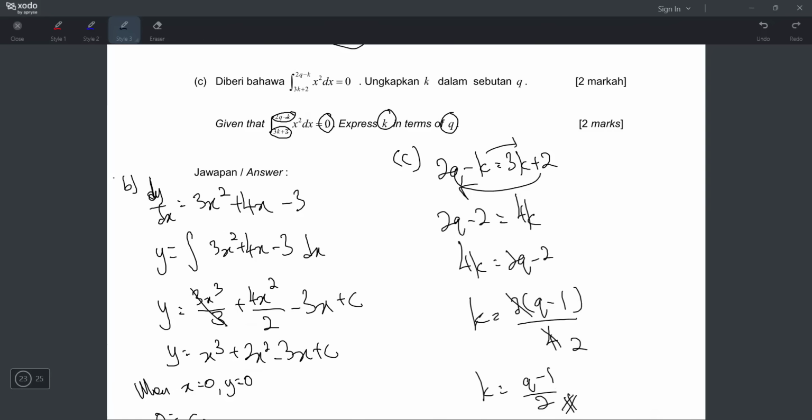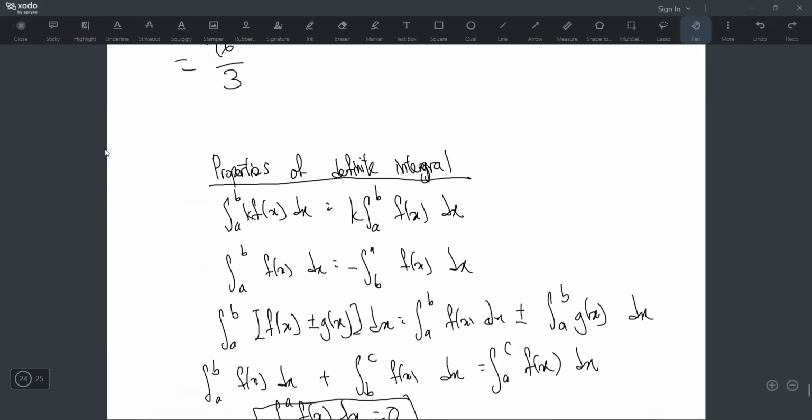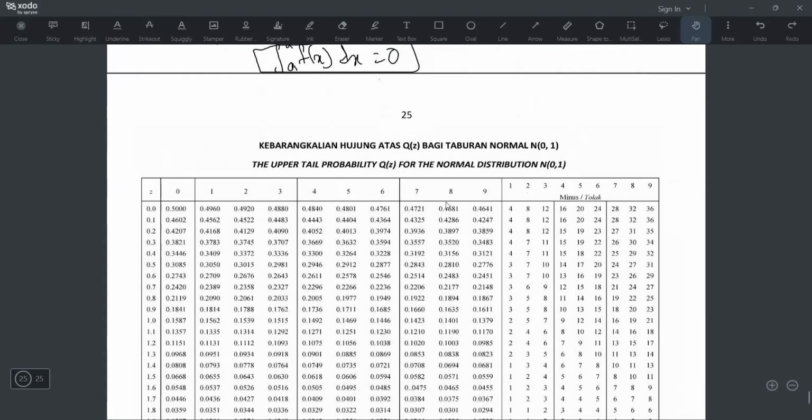Alright, I think I'm done with question 15C. And I think that's also the last question. Yeah, this is the Z value table. So yeah, I'm done.